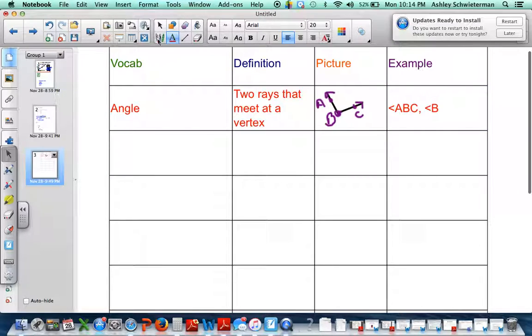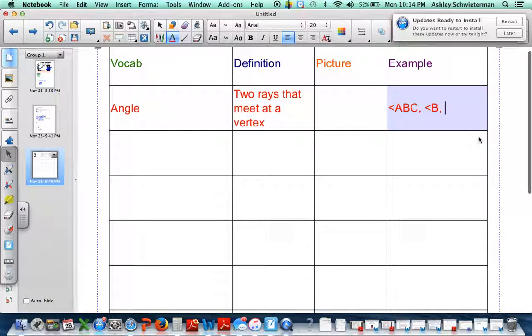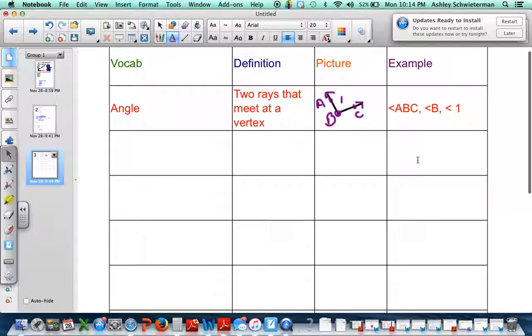Sometimes it will be given the number 1 inside or a number of any sort like 4 or 5, depending on how many angles you have in that picture. You could also, just like with lines, call it backwards. You could say CBA. The only thing different is it takes 3 points to name it, and the vertex has to be in the middle. So B would have to be sandwiched in between A and C.